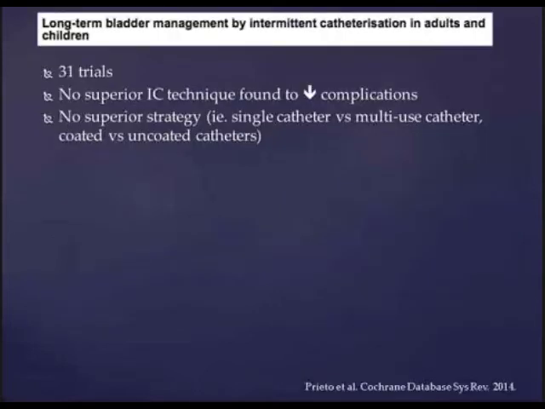So long-term bladder management by intermittent catheterization in adults. There was a Cochrane database systematic review in 2014 on this. They looked at 31 trials. As far as intermittent catheterization goes, there's no superior technique that decreases complications. They're all equally effective. There's no superior strategy, whether you should use the single catheter or the multi-use catheters. But a good thing I read, probably makes sense, is for people who aren't getting lots of infections at first, you should probably start with a clean technique because it's a little bit easier. If they're starting to get infections or starting to get complications, you can just slowly go up the grade, and then at least you save a couple bullets in your pocket for if they start getting sick.